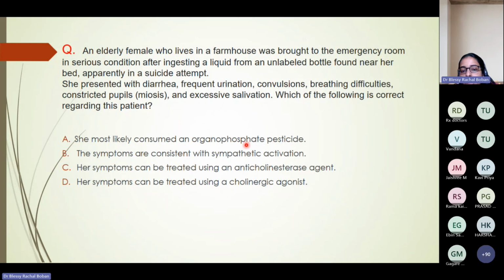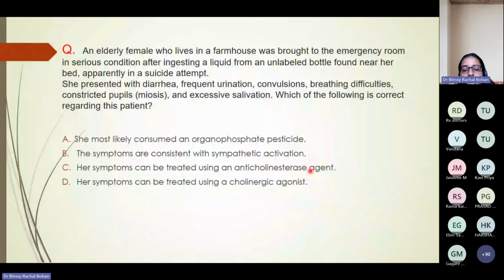Those who know organophosphates know they are indirectly acting cholinergic agents. And all cholinergic agents mean secretions will be increased. If you know that very basic point, that all cholinergic agents increase your body secretions, you can easily crack this question. So option A will be the answer because it's a kind of cholinergic crisis. That's why secretions are increased. Symptoms consistent with sympathetic activation? No way. Sympathetic adrenergic is something different.